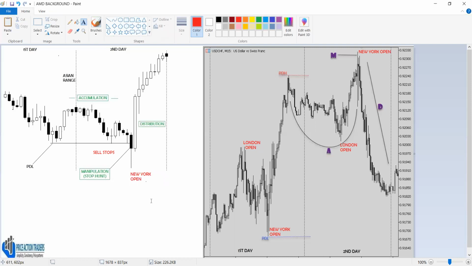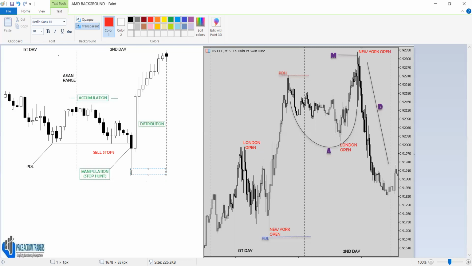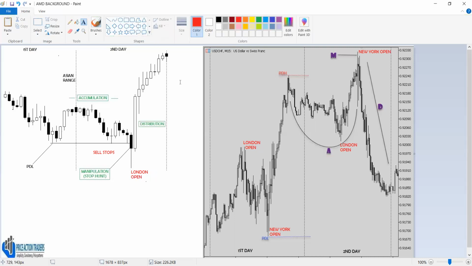Oh, sorry. Oh, London. It could be London open. This could be London open. This could happen at London open, which will distribute profit into the New York open session. Yeah, somewhere here or there.